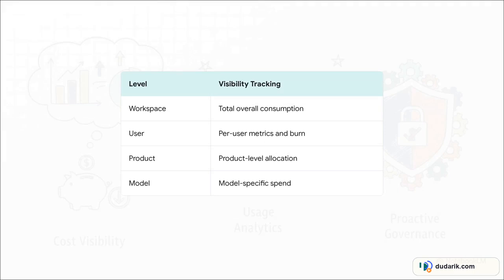Now, what's really interesting about this new setup is the hierarchical breakdown it exposes. You're not just getting one terrifying, massive number at the end of the month anymore. At the top level, the workspace shows your total overall consumption. But then you drill down. You can see per-user metrics and their exact burn rates. You can see product-level allocation, like splitting out ChatGPT and Codex. And crucially, you can see model-specific spend. You literally now have the granular data required to actually understand your whole ecosystem.